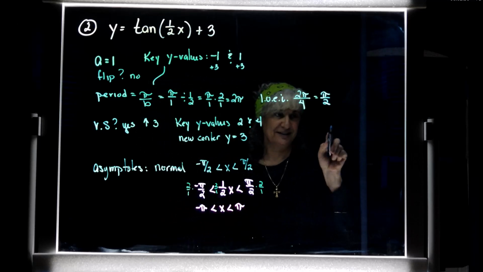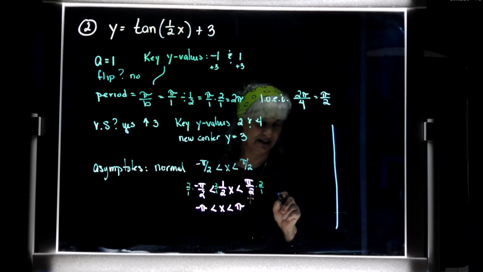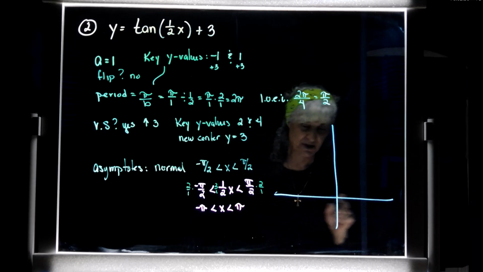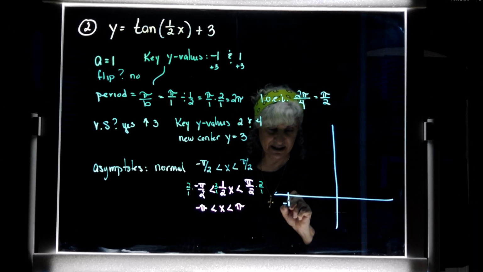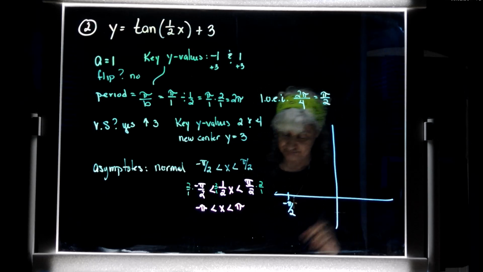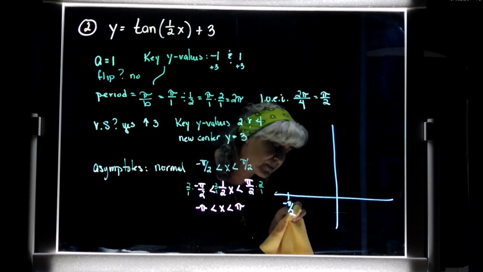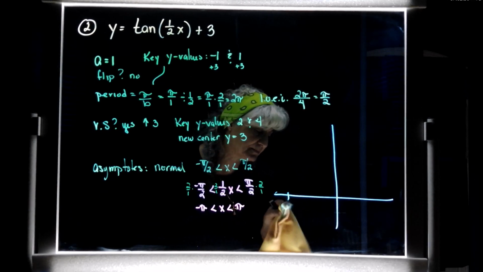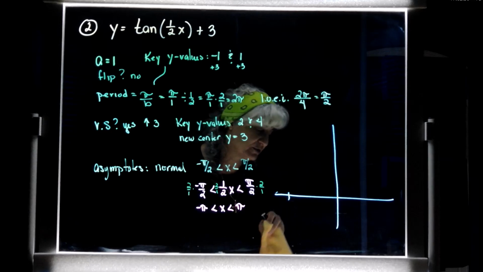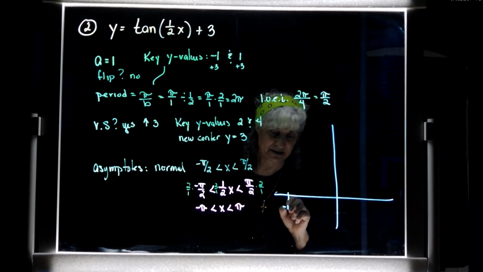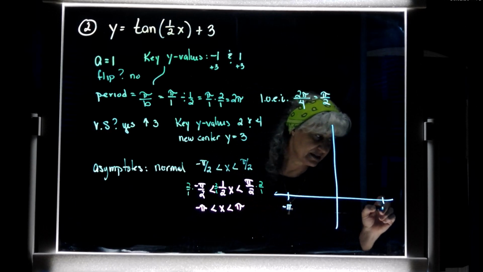So, let's start putting things together. We have our asymptotes at negative pi. See, I'm used to the old asymptote, negative pi over 2. So we have the new asymptotes at negative pi and positive pi.